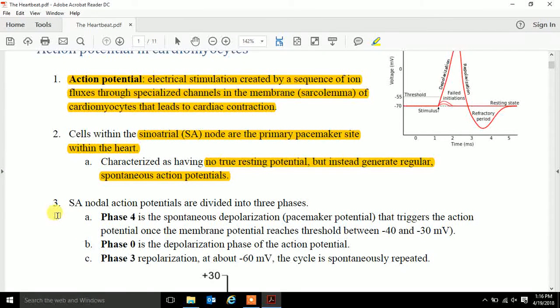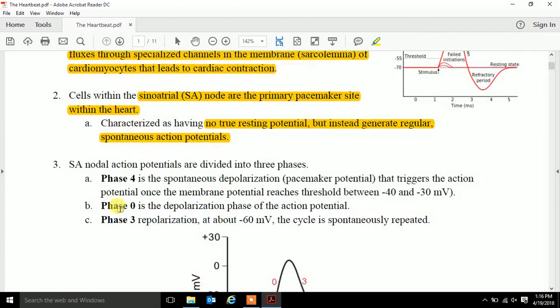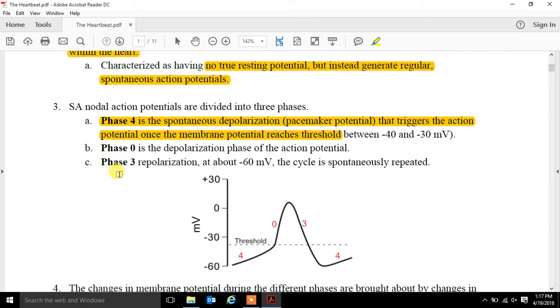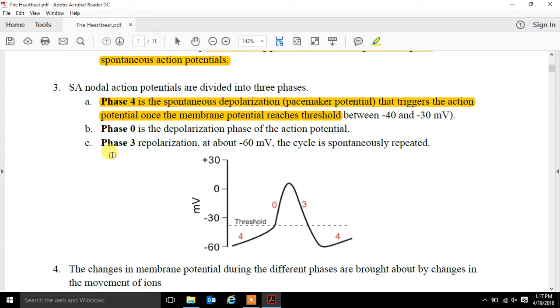It has three phases that we're really interested in here in the class: phase 4, phase 0, and phase 3. We'll talk about each of these in a little detail, but I'll just give you the initial definition. Phase 4 is the spontaneous depolarization, or pacemaker potential, that triggers the action potential once the membrane reaches the threshold. I'm going to slide down here a little bit and show you this. We've got millivolts as a function of time. Here's that threshold. Here's phase 4, spontaneous depolarization. It triggers the full action potential once it reaches that threshold.